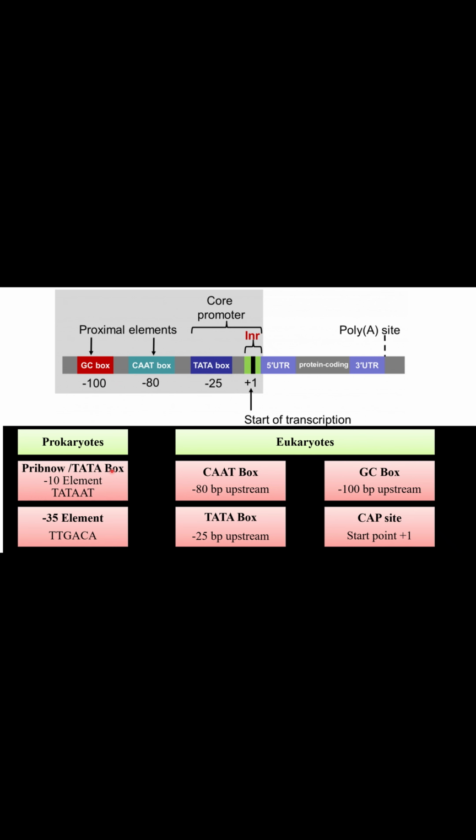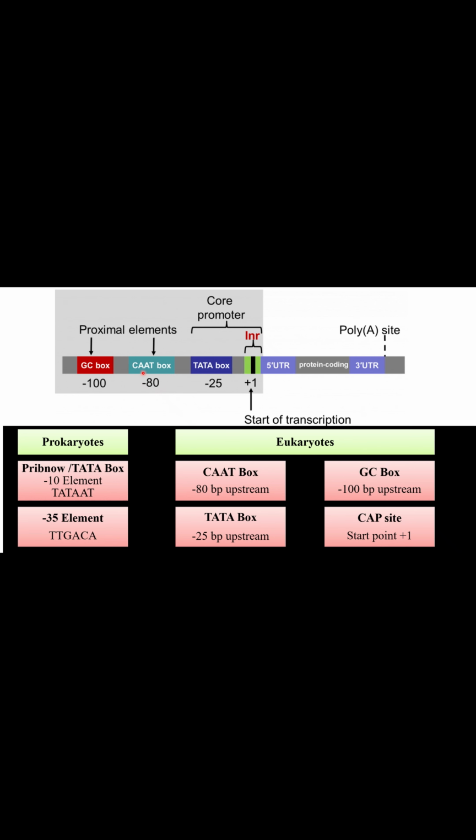The most important is the TATA box. In prokaryotes, it is present at -10 upstream, while in eukaryotes, the TATA box is present at -25 base pairs upstream. As you can see here, -25 base pairs upstream in eukaryotes, the TATA box sequences, and this is the TA and TA sequence, and then when you go upstream -80 base pairs, that's the CAT box.